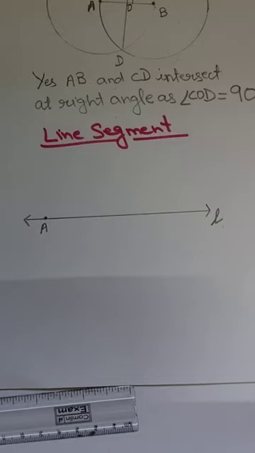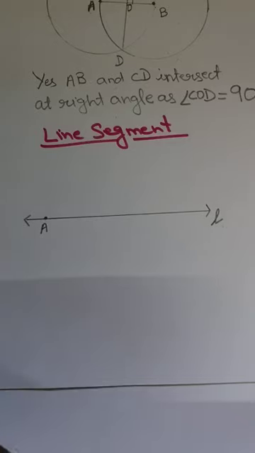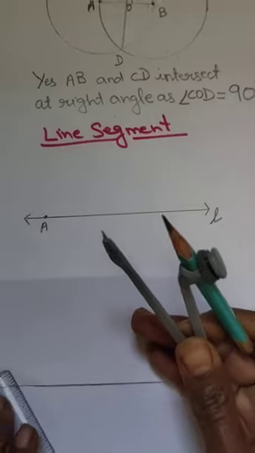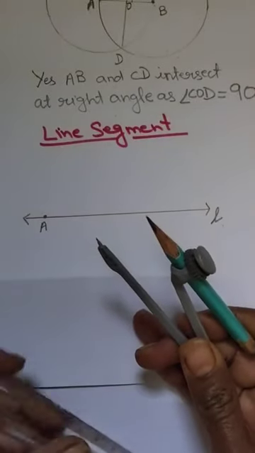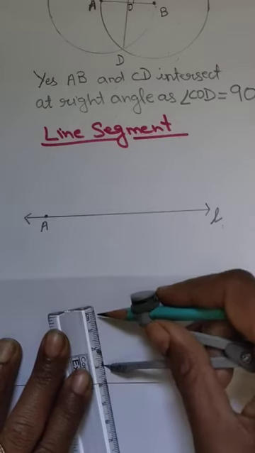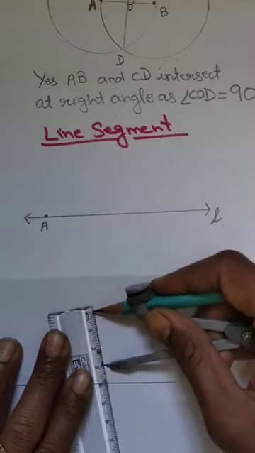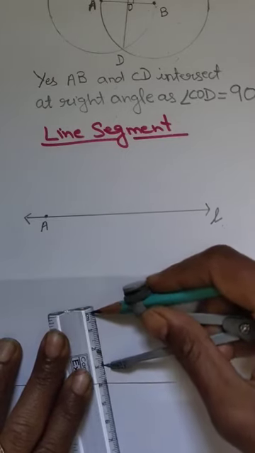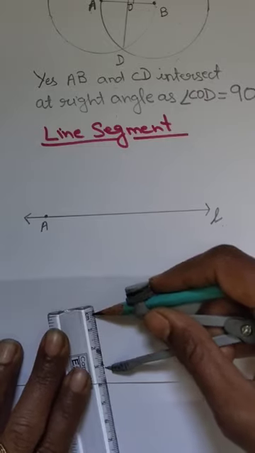Okay. Now suppose you have to draw a line segment of 3 centimeter. So what you need to do? Open your compass of 3 centimeter as you have done at the time of circle. Open your compass. This is 3 centimeter.